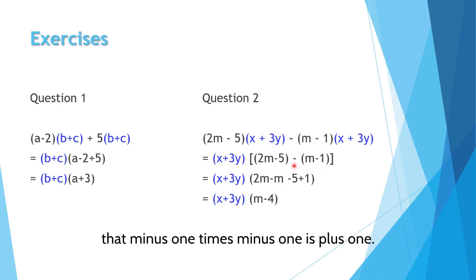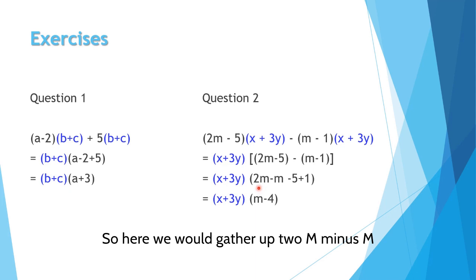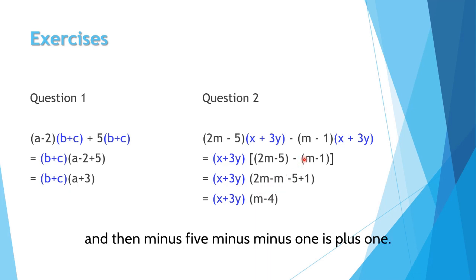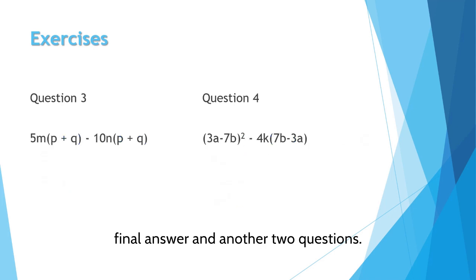Because we all know that minus 1 times minus 1 is plus 1. So minus and minus would give a plus sign. So here we would gather up 2m minus m, and then minus 5 minus minus 1 is plus 1. So the final answer should be this one. Just after simplifying, it should give this final answer. And another 2 questions. Again, you can pause the video and check with your own answer first.